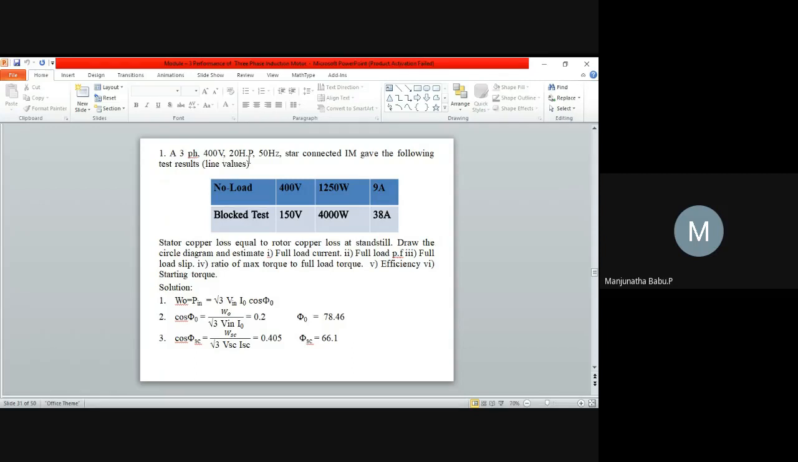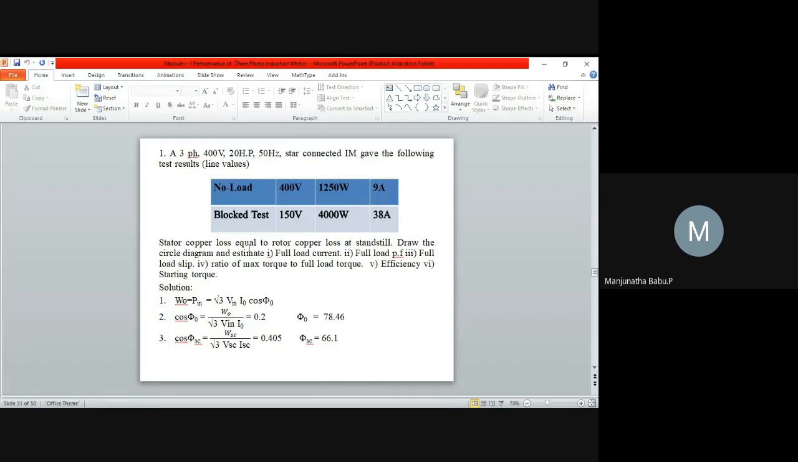A three-phase 400 volts, 20 HP, 50 hertz star connected induction motor gives the following test results. All are the line values. Here he is giving two test results: one is the no load test, second is the blocked rotor test. Under no load test, no load voltage V naught is 400 volts, W naught is 1250 watts, and I naught, the no load current, is 9 amps. Similarly, blocked rotor test: VSC is 150 volts, WSC is 4000 watts, and ISC, the short circuit current, is 38 amps.